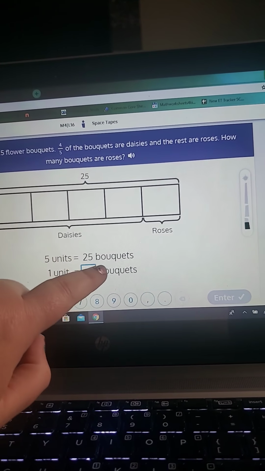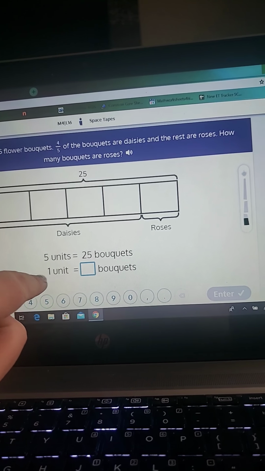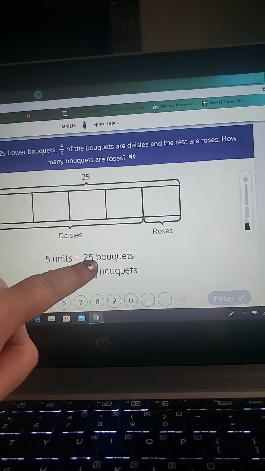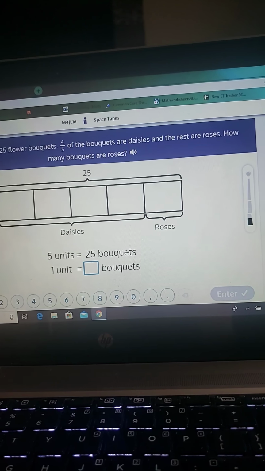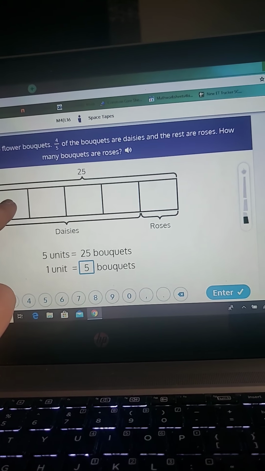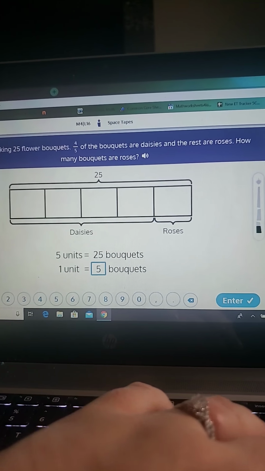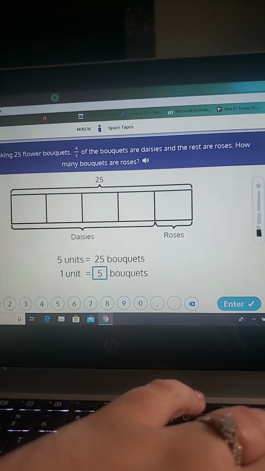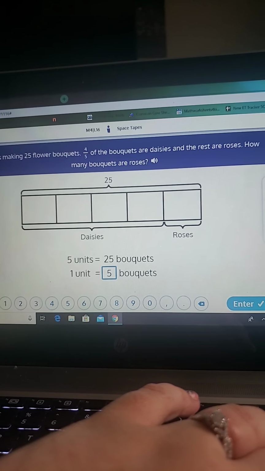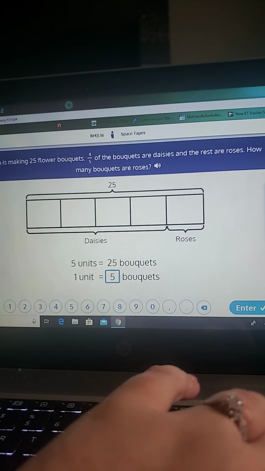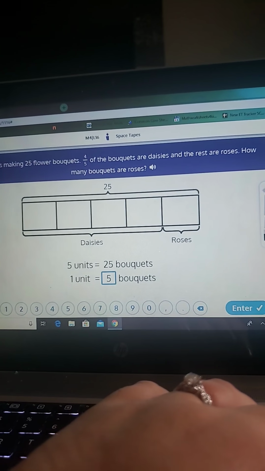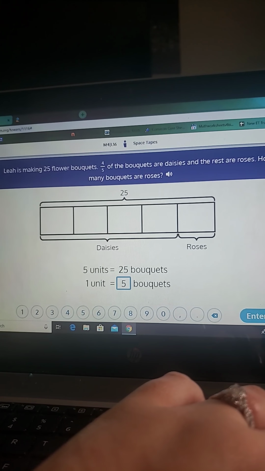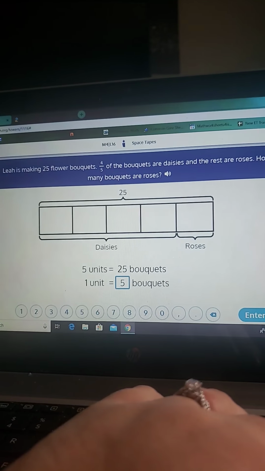And then what you can do is just do your whole number divided by how many boxes there are. So 25 divided by 5 is 5. So one box equals 5. So if you had a whole number of 36 and 6 boxes, one box would equal 6 because 36 divided by 6 is 6. So whatever your whole number is and your denominator, divide that together to get this answer, okay?